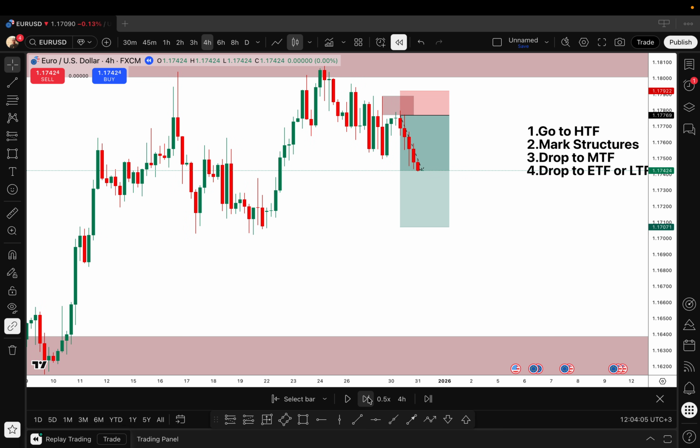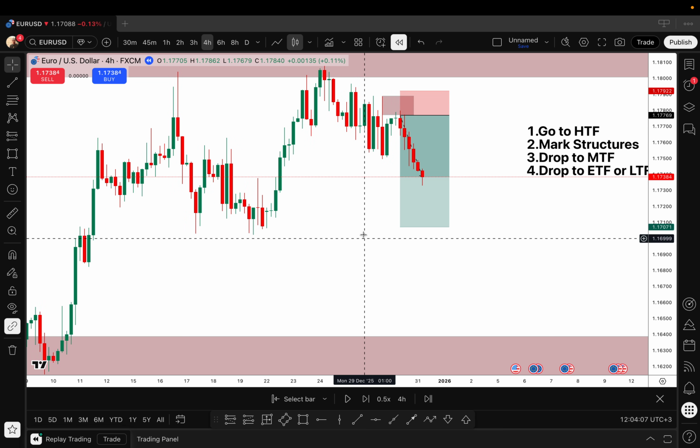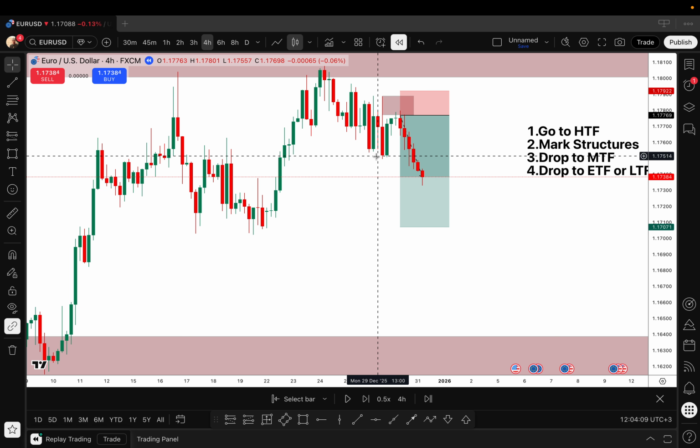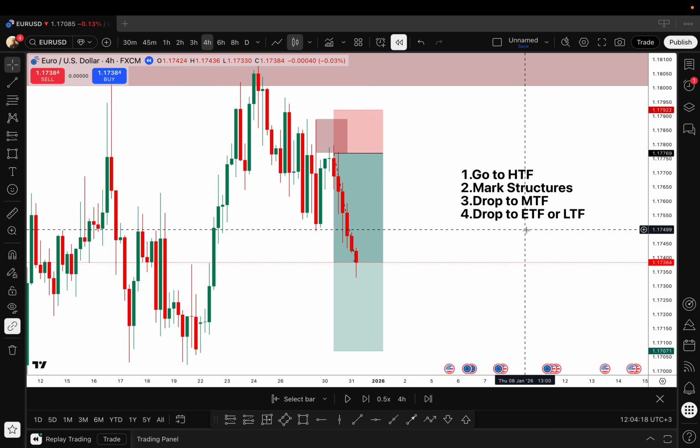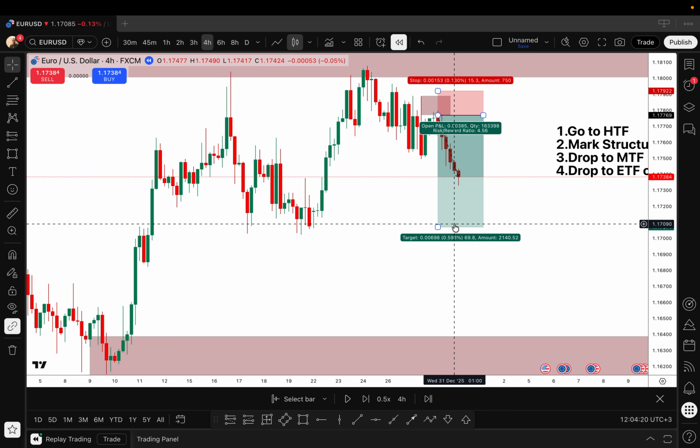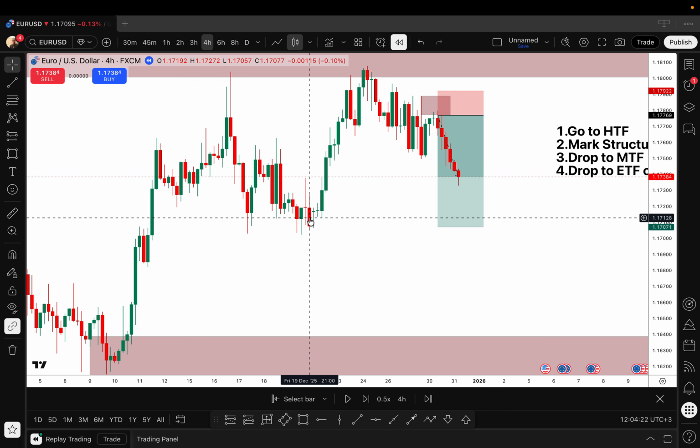So price drops drastically, which is a very good move, breaking even this previous low. At this point, you have removed your first level take profit. So this is your second level take profit down here, and the third is all the way down there.